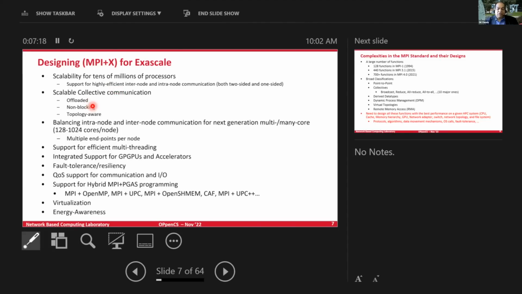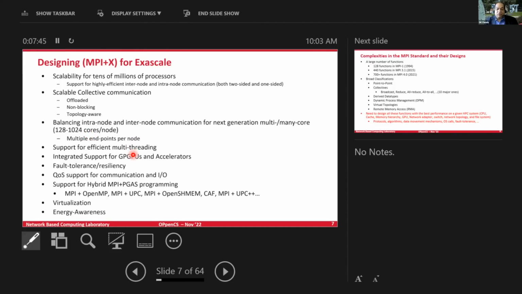Different versions like offloading, non-blocking, topology aware. We need to also balance intra-node and inter-node communication. These days, like the latest, let's say AMD Milan, within a single node, we have 128 cores. Very soon, you will see 256,000 cores per node. So how do we take those communication not only outside, but also internally? Okay, so we need to take care of this intra-node and inter-node communication balance.